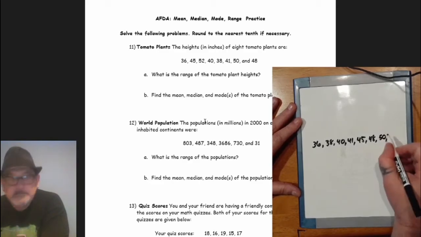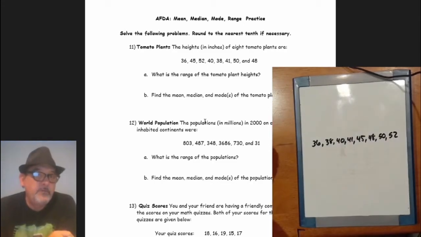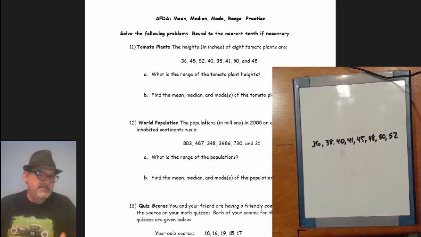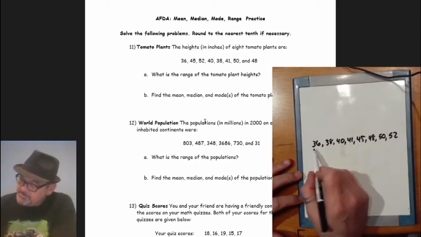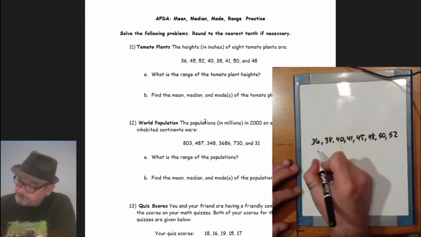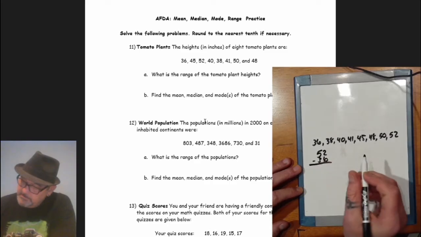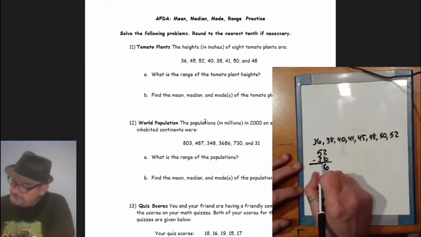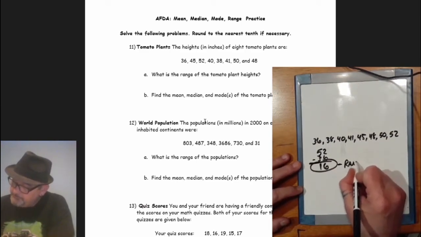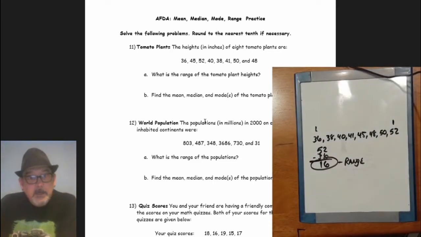50, and 52. So remember I mentioned in yesterday's video that the range is the distance between the first data point and the last data point. And that's why we had to set these up in order so we know which one was first and which was last. So the first is 36 and the last one is 52. So 52 minus 36 is 16. So the range is going to be 16. That is the range, which means how far is it from the first to the last? 16.